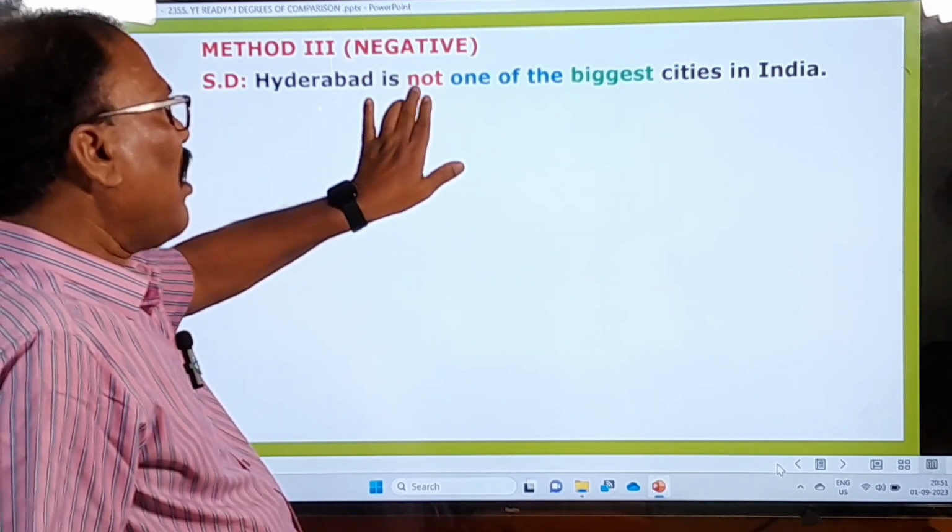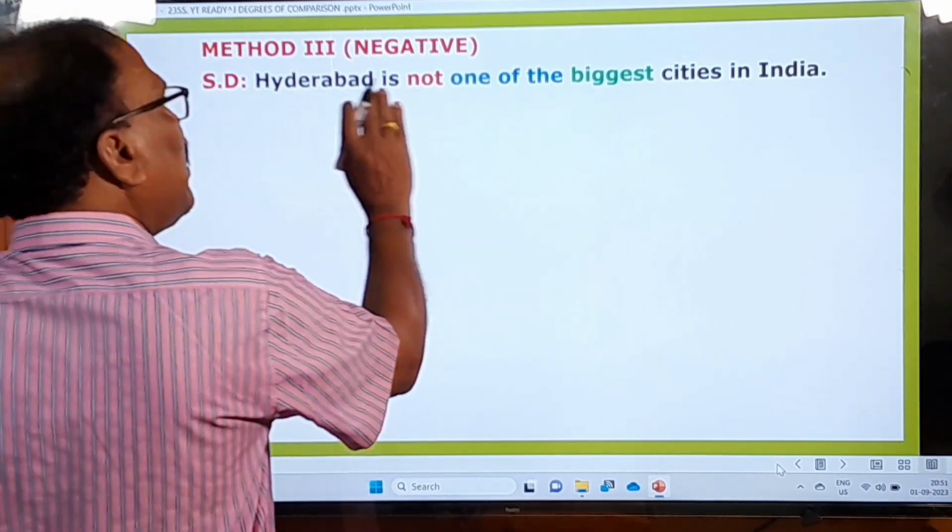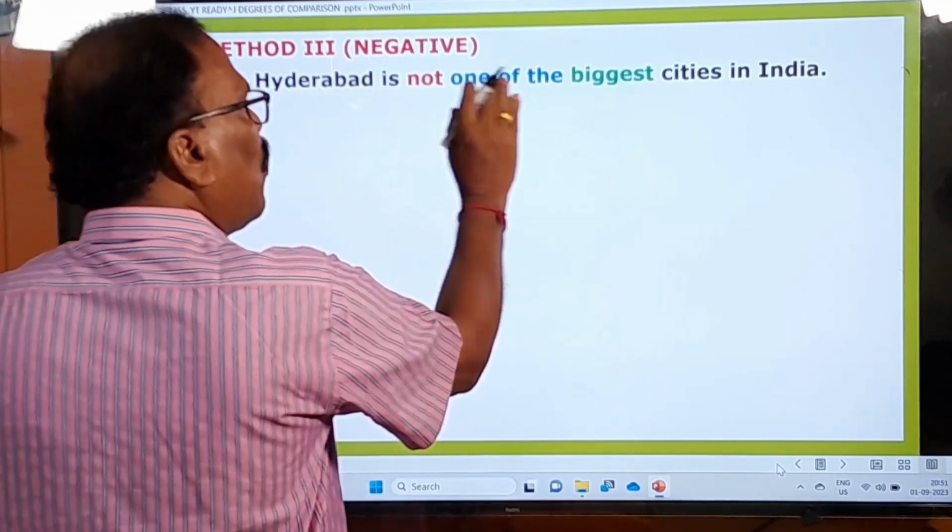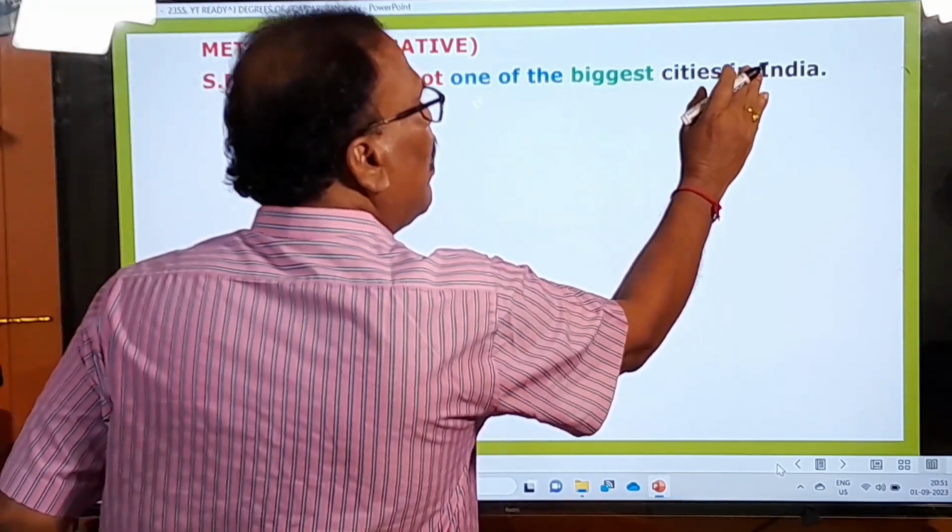Without not, with not. So here, what is the meaning of this statement? Hyderabad is not one of the biggest cities in India.